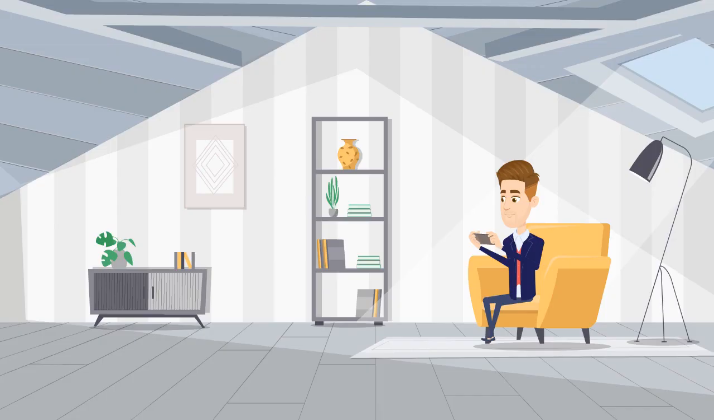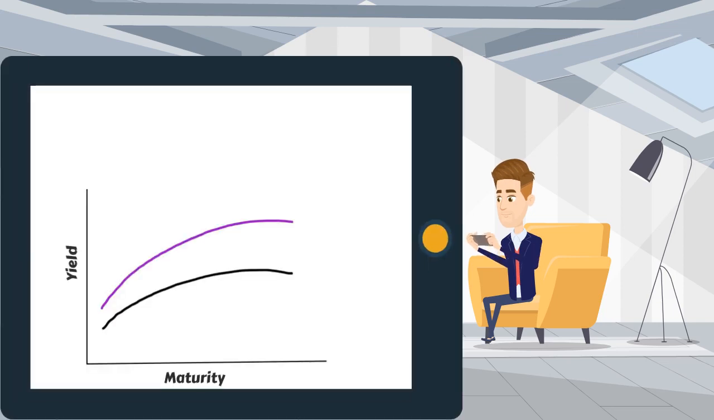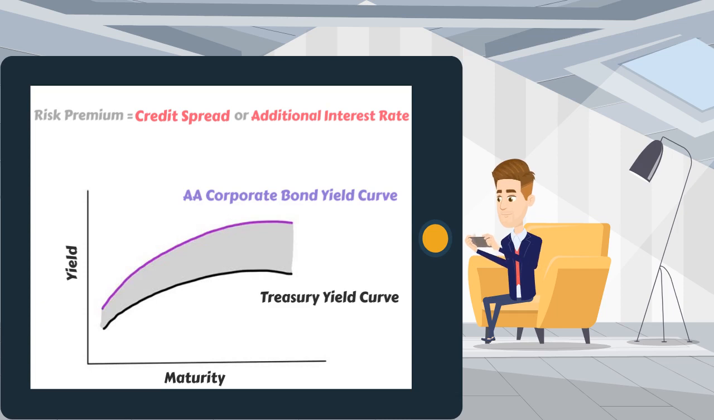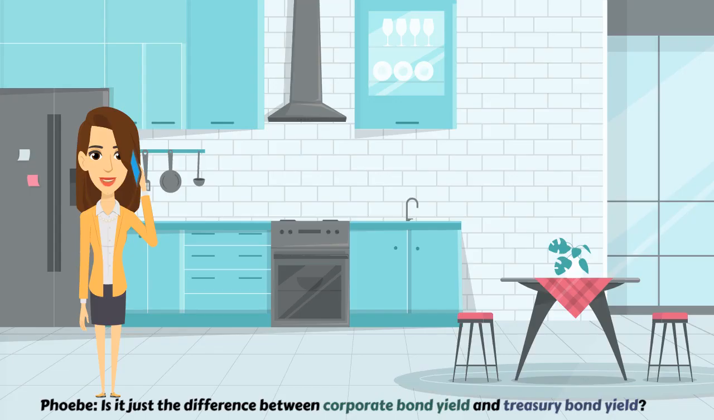Please help. Okay. First you need to know the risk premium, which is the spread, or additional interest rate on top of the government bond yield, our Treasury yield curve. Different maturity will have different amounts of spread. In general, the further out the maturity, the larger the spread to compensate for increased chances of default over a longer time period. Is it just the difference between corporate bond yield and Treasury bond yield?